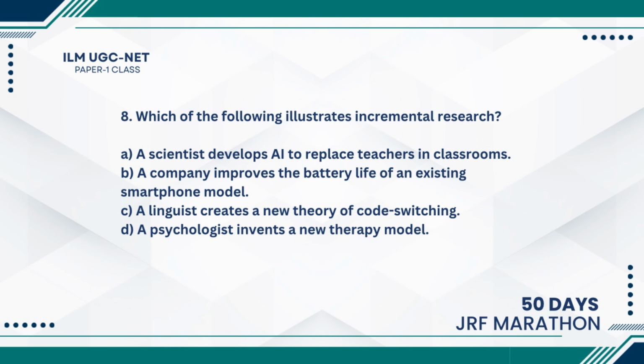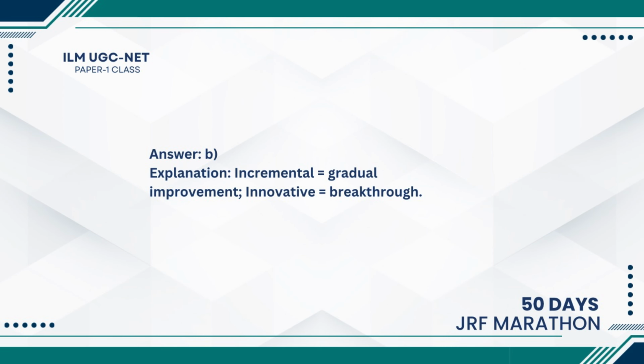Now question number 8, which of the following illustrates incremental research? Options are: A, a scientist develops AI to replace teachers in classroom. Option B, a company improves the battery life of an existing smartphone model. Option C, a linguist creates a new theory of code switching. Option D, a psychologist invents a new therapy model. So incremental research means a gradual improvement should be there. It should open room for improvement. So here it will be option B, a company improving the battery life of an existing smartphone. That is an improvement happening. So it's an incremental research.